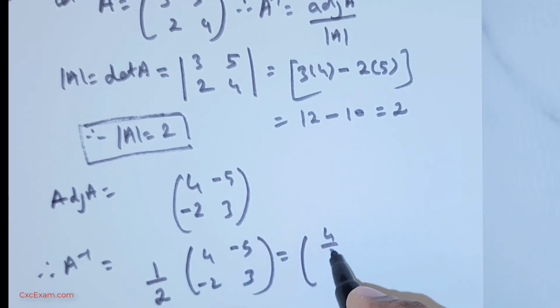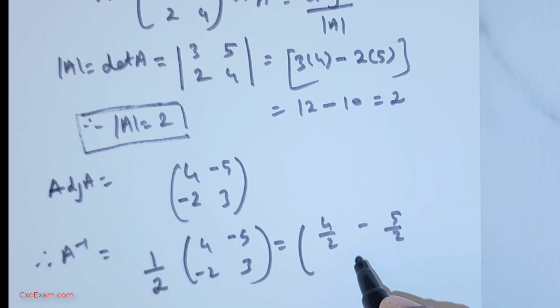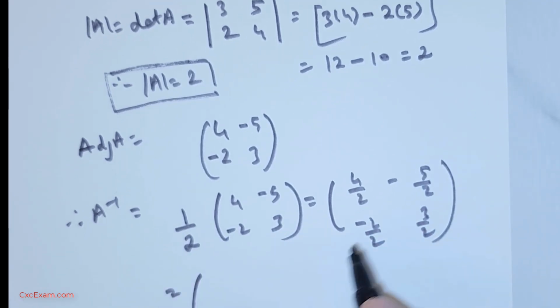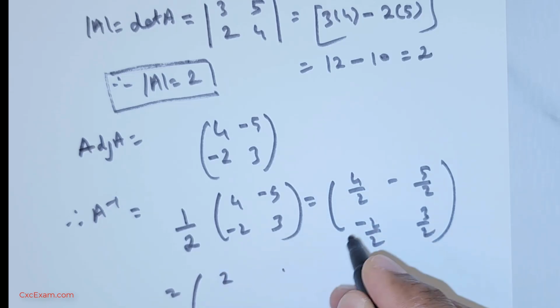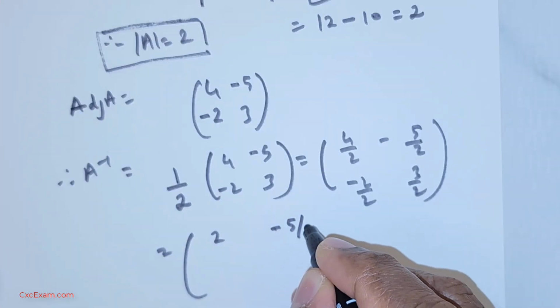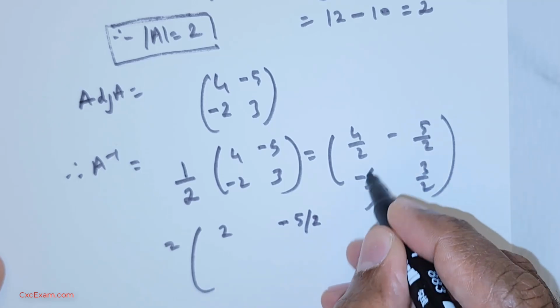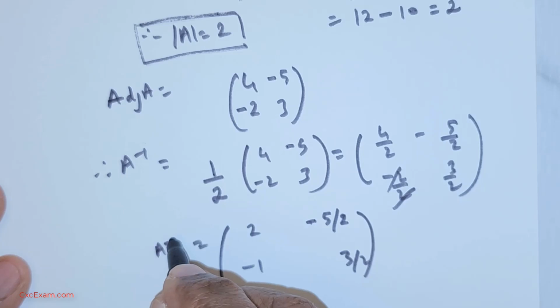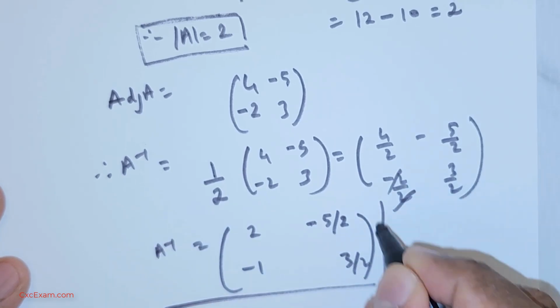So this can be rewritten as 4 over 2, negative 5 over 2, negative 2 over 2, 3 over 2, which is nothing but 2 divides 4 2 times. I can rewrite this as negative 5 over 2, the 2 gets cancelled giving me negative 1, and this is 3 over 2. And this is the inverse matrix.